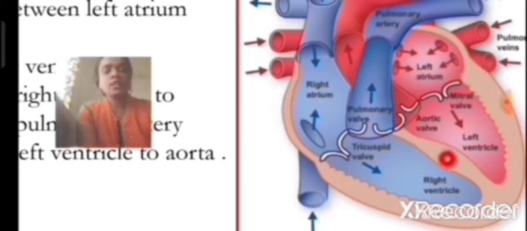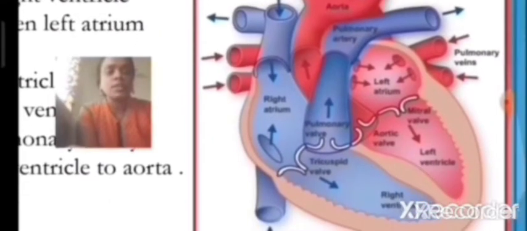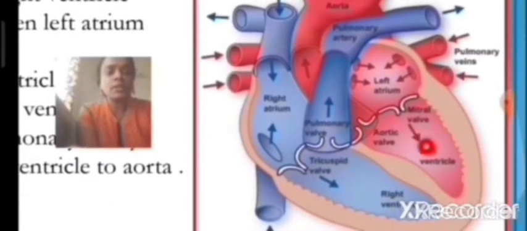And then the right ventricle and pulmonary artery. This is the pulmonary artery. The valve between the right ventricle and the pulmonary artery is called the pulmonary valve. And there is one more valve called the aortic valve. Here you can see, in between the left ventricle and the aorta.